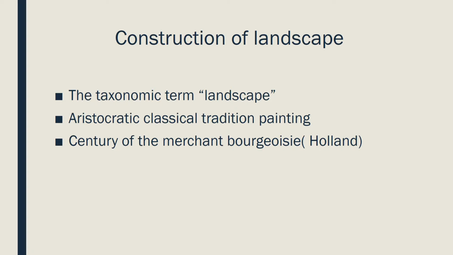The second term is aristocratic classical tradition painting, and that refers to landscape where fields of noble action and carefully cultivated gardens suited to house gods and heroes. And the third term, the century of the merchant, is a natural landscape that emerged to celebrate property ownership of merchant ships, windmills, waterways, farmers, and real estate.